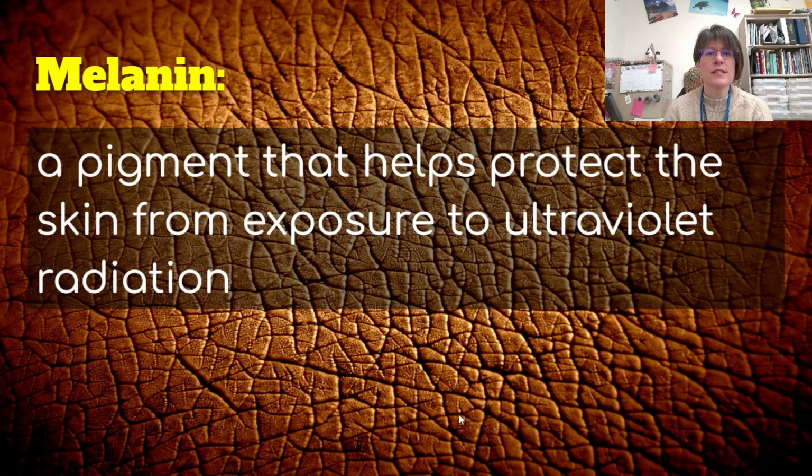Your skin also contains melanin. This is a pigment that helps protect the skin from exposure to ultraviolet radiation. This is why we tan in the summer, because there's more melanin in our skin when we tan. This also accounts for the variation in skin colors between people. Some people have darker skin because they have more melanin. You might also see variations in your own skin, perhaps where you have a mole. A mole is an area where you have more melanin.